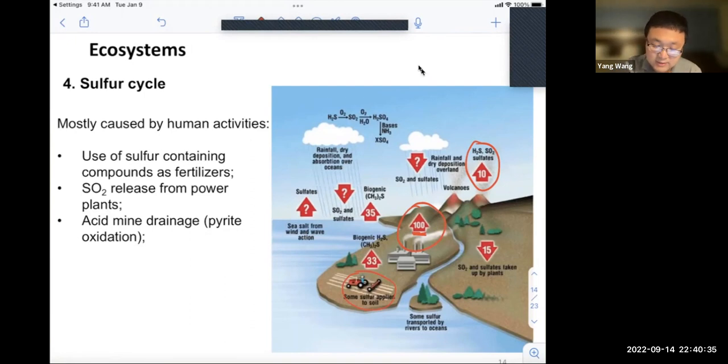And this sulfur dioxide, after it's in the atmosphere, can get down through the formation of, let's say, acid rain, right?